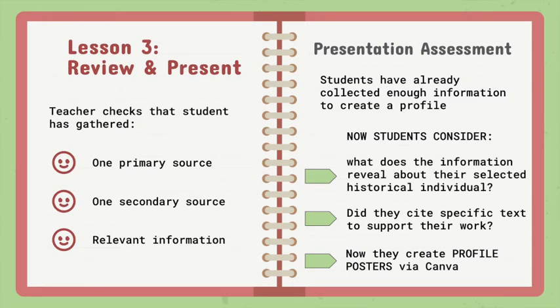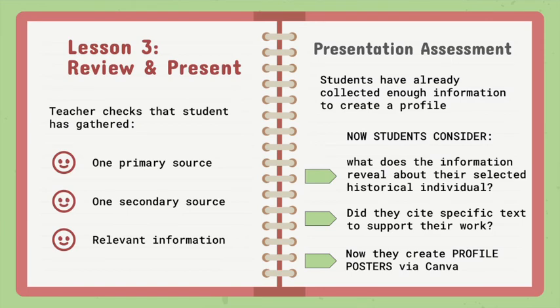So in this one, we look at a project that asks us to review and present the information. We check that students have one primary source, one secondary source, and that the information that they've gathered is relevant. If they haven't, they repeat this step. When they're ready to move on, it's time to create the larger assessment for presentation. This can also still be a formative assessment as a part of a larger unit. So students have already collected the information. Now they work individually or in pairs to consider, what does this information reveal about the selected historical individual? Can you cite specific work?